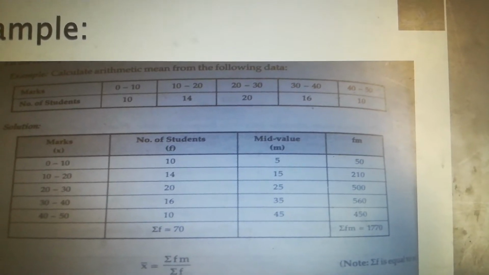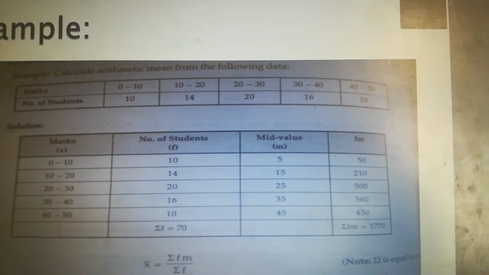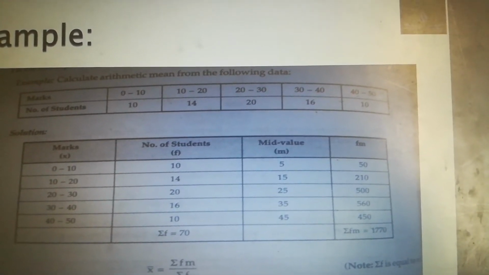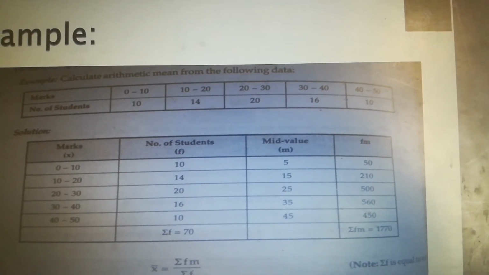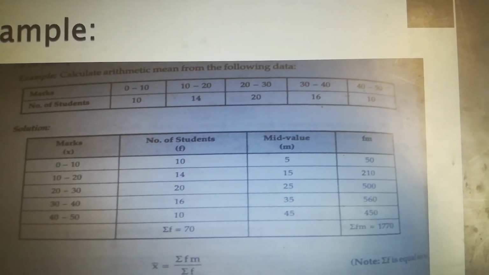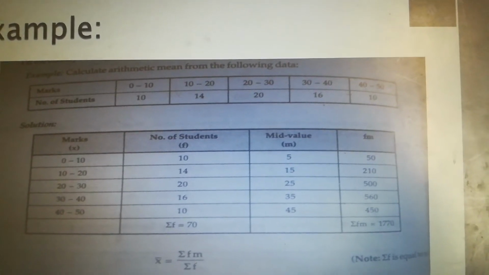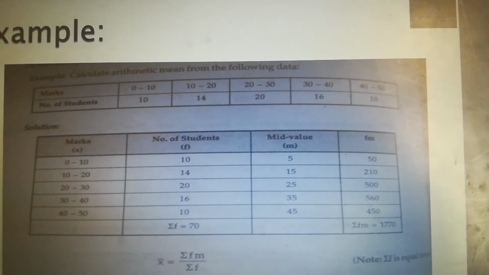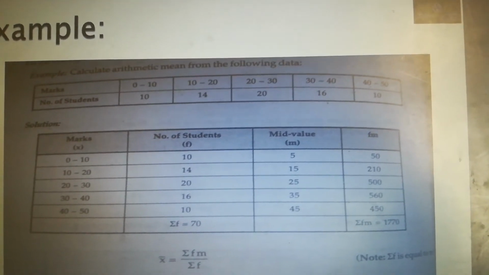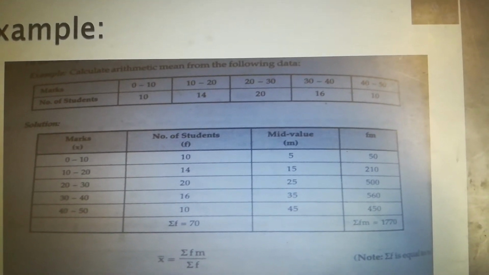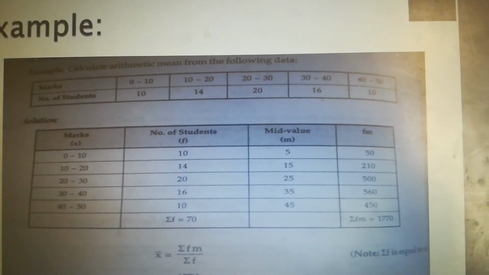In the same way, the marks range from 10 to 20 has 14 students. The class interval is 10 to 20, so its mid value is 10 plus 20 divided by 2, so 15 is the mid value, and the corresponding frequency is 14. So the product fm is equal to 14 into 15, which is equal to 210.